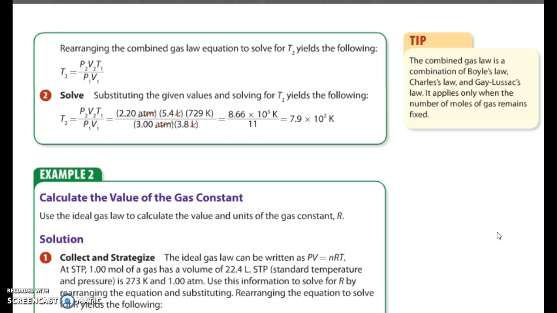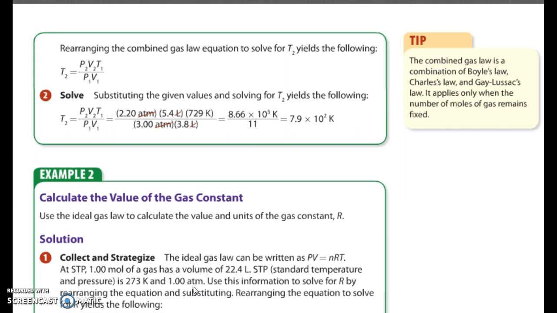So, collect and strategize. The ideal gas law can be written as PV equals nRT. At STP, 1 mole of a gas has a volume of 22.4 liters. STP, again, is standard temperature and pressure, and it is 273 Kelvin and 1 atm. From this information, solve for R by rearranging the equation and substituting. So they're saying you can actually calculate the R value because we know everything at STP, and we want to find the R value for atms.